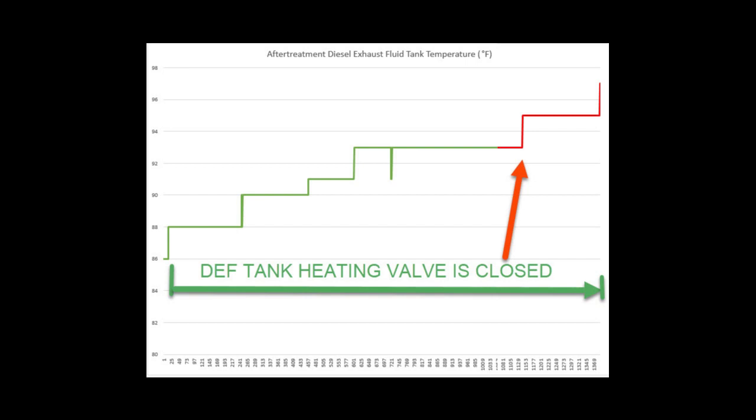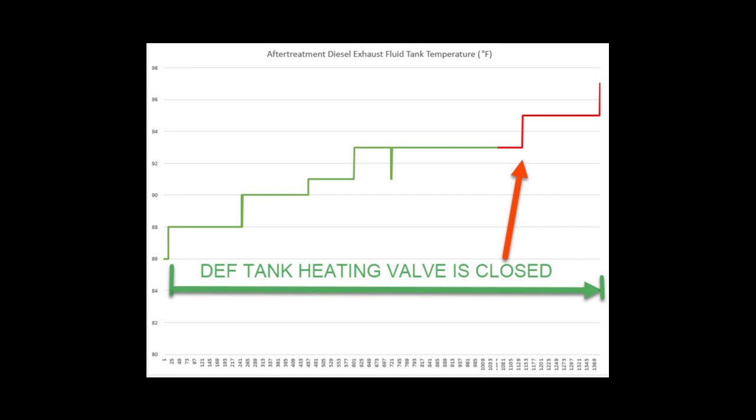So here's the DEF tank heating valve issue, and the green line on the bottom represents this whole period of time during this road test that they were doing. The DEF tank heating valve was completely closed. It never opened once. It'll tell you in the log, open or closed. It's only two states. So when it's closed, there's nothing to cause the DEF fluid to heat up.